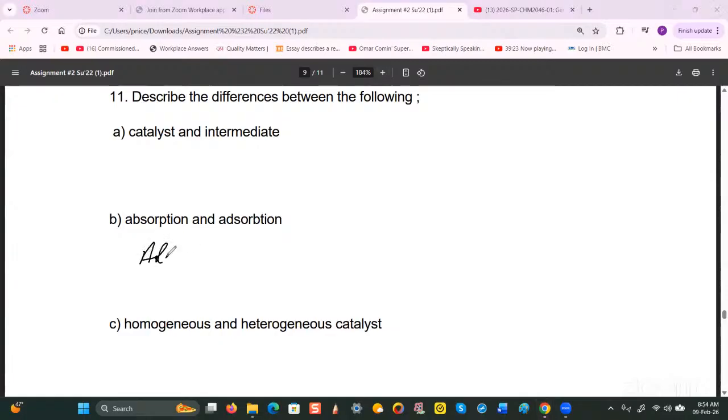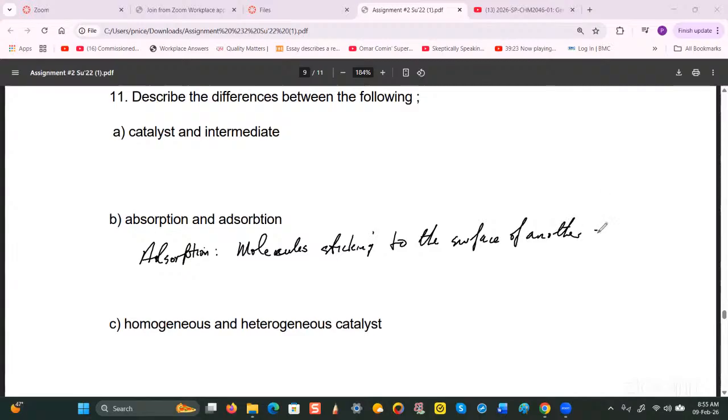Adsorption is where you have molecules sticking to the surface of another substance. And usually the other substance is a solid, all right?